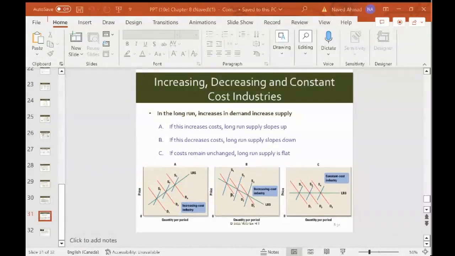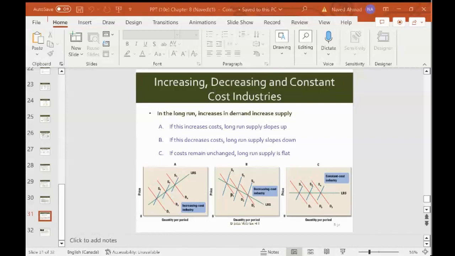So this is the last slide that I have not included in my presentation. So in the long run, increases in demand increase supply. If this increases cost, long run supply slopes upward. If this decreases cost, long run supply slopes down. If cost remains unchanged, long run supply is flat. Notice here that they have drawn the diagram, but they haven't shown how this diagram is derived through the shifting of both demand and supply curves, and at the same time shown the firm's diagram. These three diagrams are industry diagrams only, right?